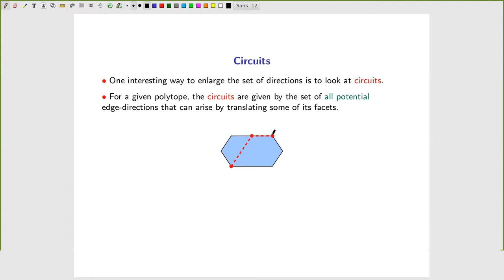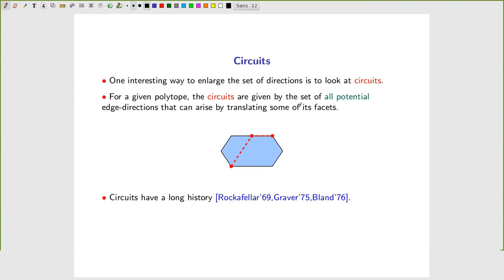Now, circuits actually have a long history. They can be traced back to the 60s, and they were introduced as elementary vectors by Rockafellar in 69, and as universal test sets for linear programs by Graver. There were also studies generalizing Edmonds-Karp's rule for the max flow algorithm to general LPs.